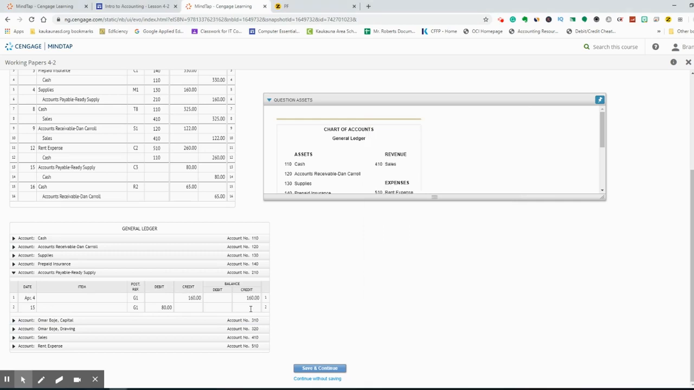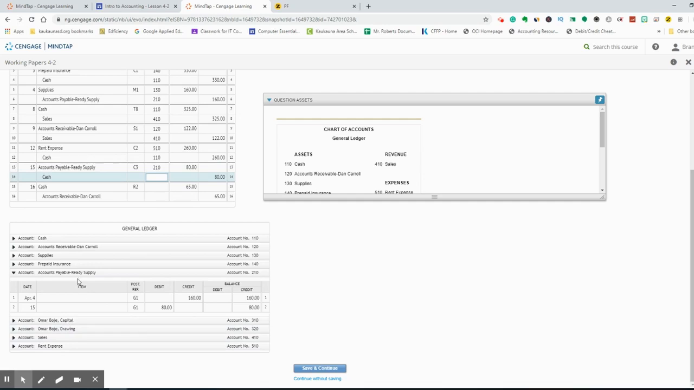But it's still a credit balance. Why? Because this credit number is bigger than the $80 debit, right? So it's still an $80 credit balance. Last thing we're going to do is put the 210 up here in the post reference column.